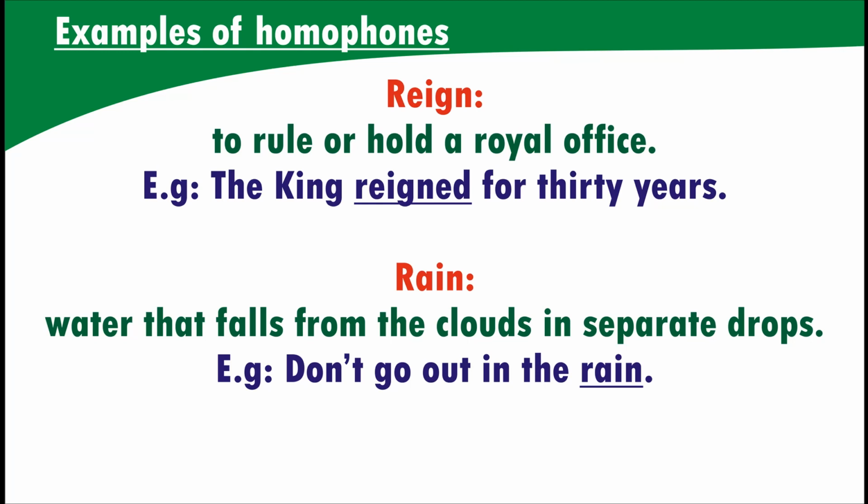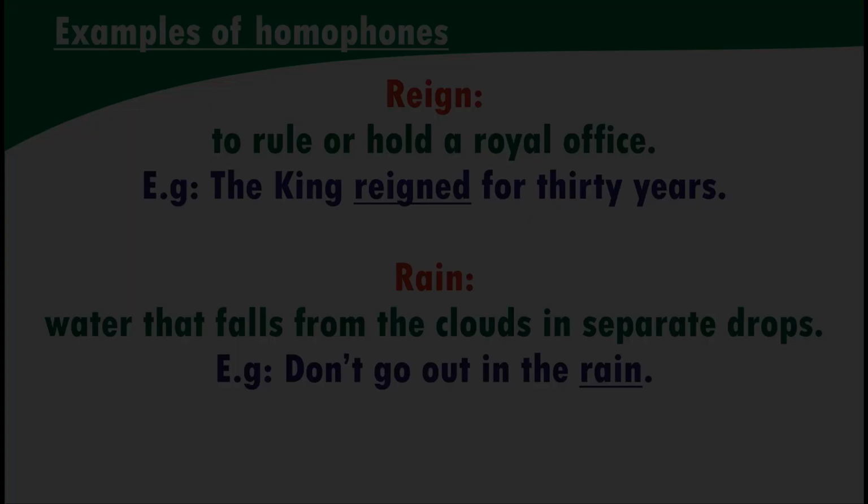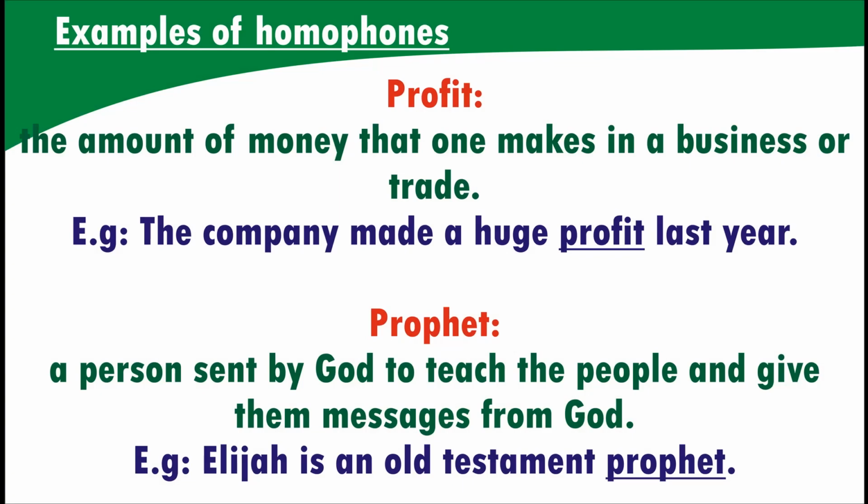Water that falls from the clouds in separate drops. Of course, we know rain, e.g., don't go out in the rain, of course, unless you want to get drenched or totally wet. So reign, R-E-I-G-N, and rain, R-A-I-N, are pronounced the same way. They are homophones.